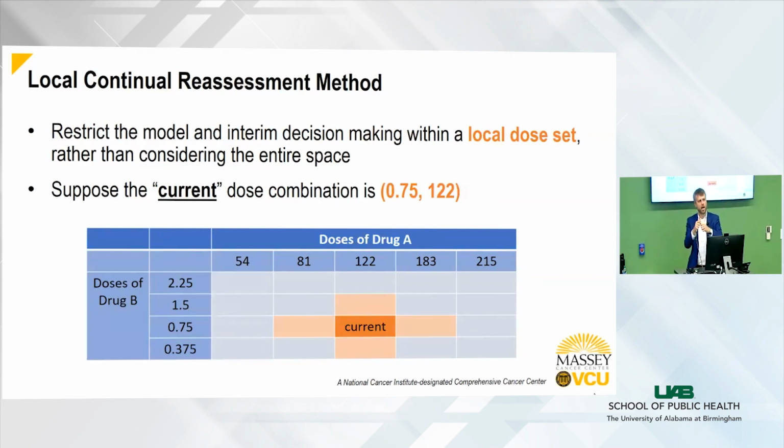I'm saying, where am I? I want to move to a neighbor. Which neighbor should I move to? So same idea, specify orderings and working models, but now I'm in a much more confined space. Suppose the current dose is 0.75, 122. This is my current dose level. I really would only consider these lightly shaded orange ones or the current one again. So I have 5 combinations to work within. And we restricted this even from these other diagonal neighbors. Let's just move up or down in one direction, or up or down in one direction to the neighbor, or stay at the current dose level.